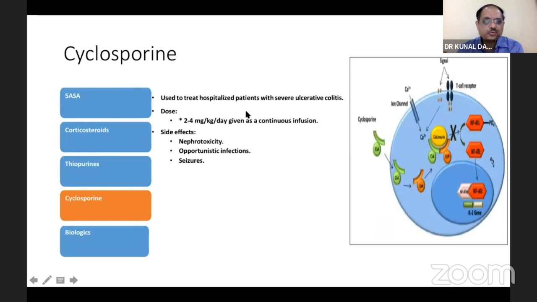Next in line is cyclosporine, which is more of a drug used in renal transplant and liver transplant cases. But it is used as a third-line drug in severe ulcerative colitis, 2 to 4 mg per kg per day as a continuous infusion. But it has serious side effects in the form of nephrotoxicity, opportunistic infections, and seizures. This is the pathway by which cyclosporine acts, as a calcineurin pathway inhibitor.